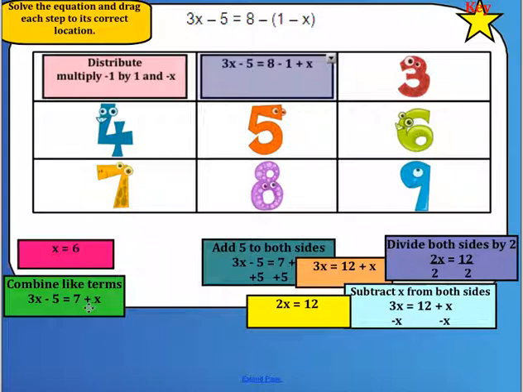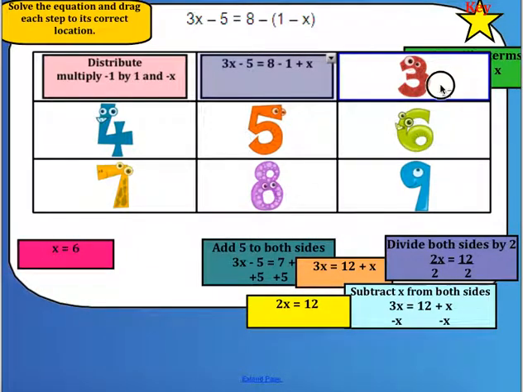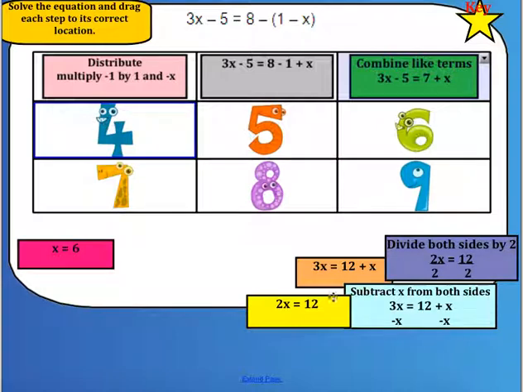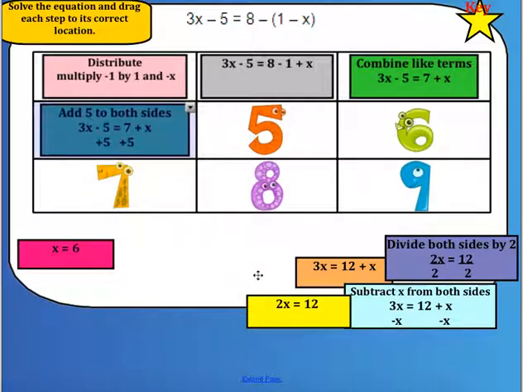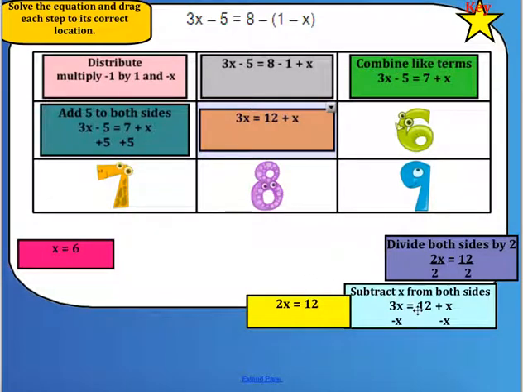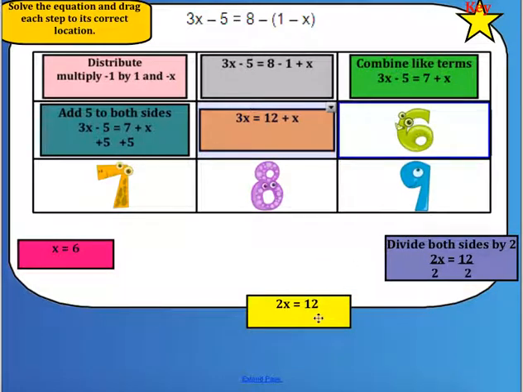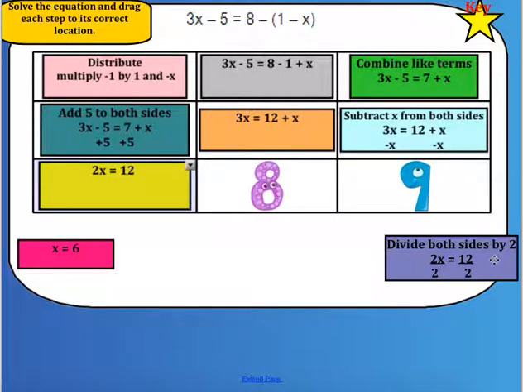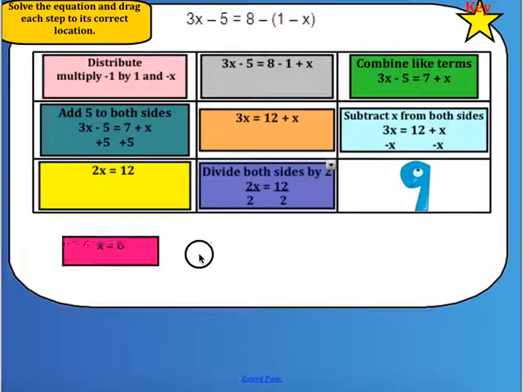From there, I need to combine like terms on the right side to get 7 plus x on the right side. Now I need to start moving my numbers to one side, move my variables to the other, so I'm going to add 5 to each side. Once I have that, I get 3x equals 12 plus x. I need to move my variables to the other side, so I'm going to move the x. So I subtract x from each side, and I end up with 2x equals 12. I divide by 2, and I get x equals 6.